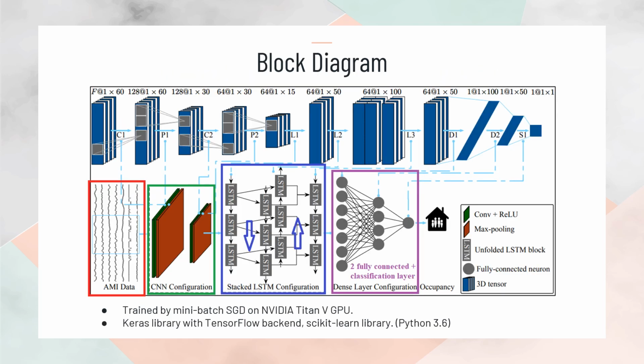On this slide, we see a big block diagram of the proposed architecture. Don't worry, it's not that difficult to understand. I have highlighted the different blocks for you. The red box represents the input AMI data. In our case, these are the occupancy measurements. So this is a binary classification problem. In simple words, we just need to find if the person is present or absent. In technical terms, the output will be just a 0 or 1.